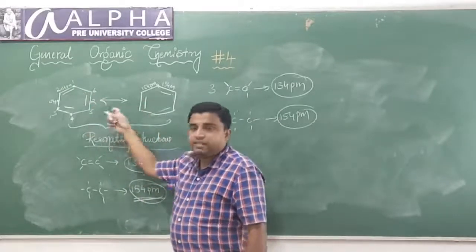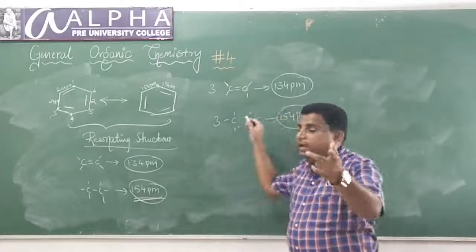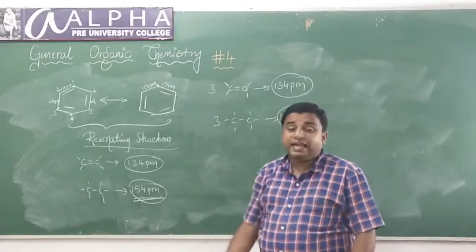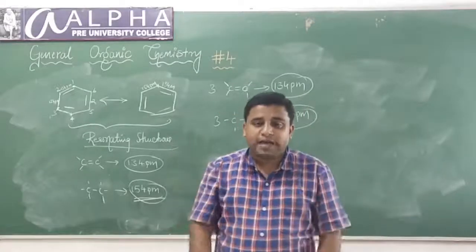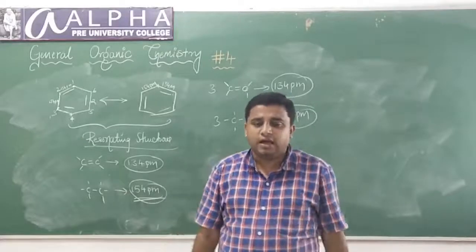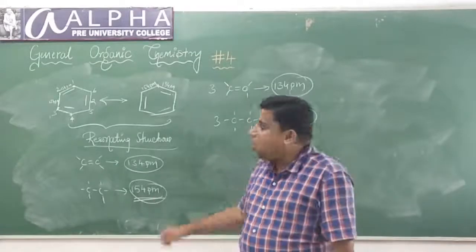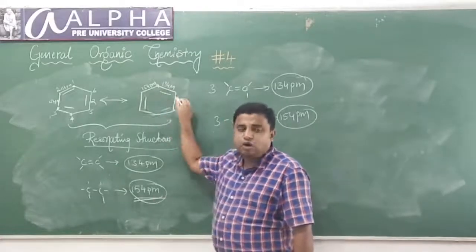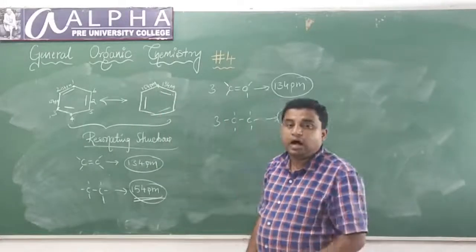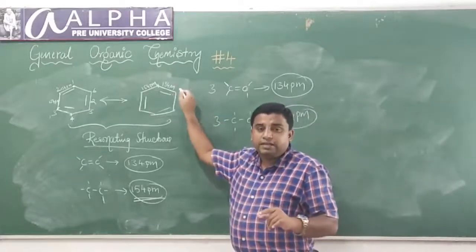If we write the resonating structures, then we would get two different bonds, isn't it? Three carbon-carbon double bonds and three carbon-carbon single bonds. But in real, it has been experimentally proved by X-ray diffraction or spectroscopy, etc. By different techniques, we have concluded that all the 6 bond lengths in benzene are same. I hope you understood my point.